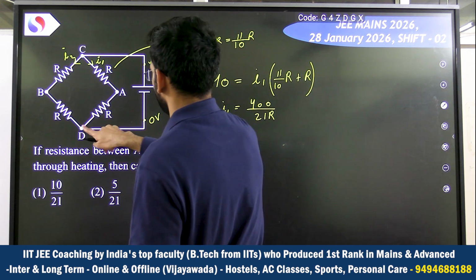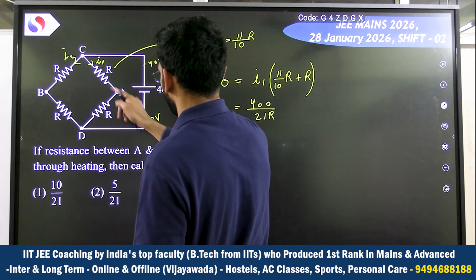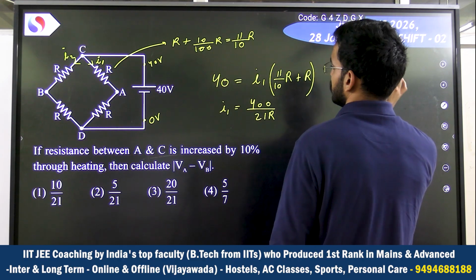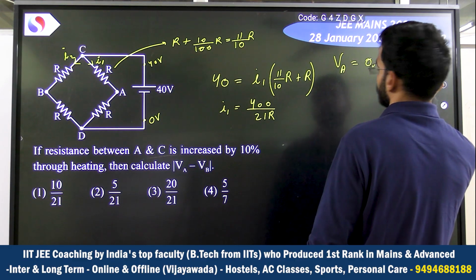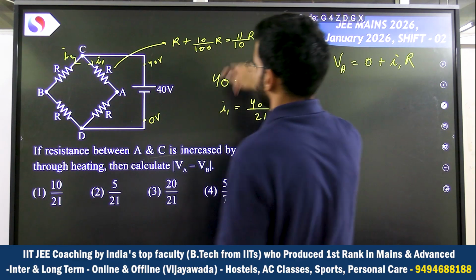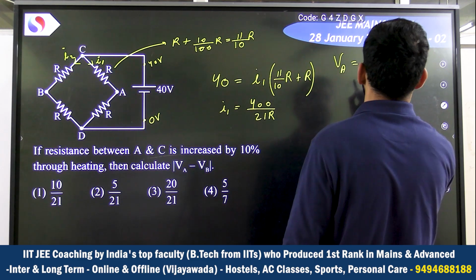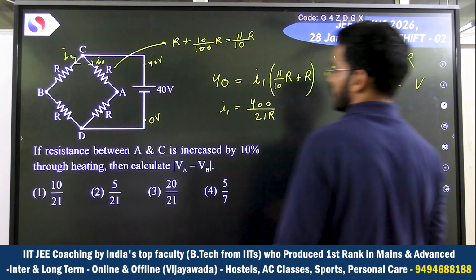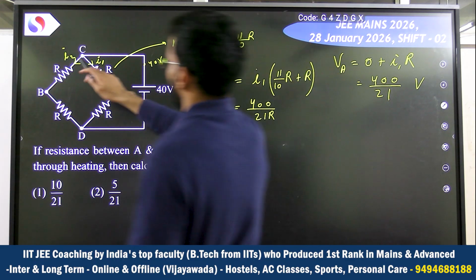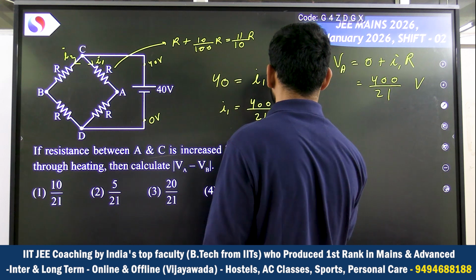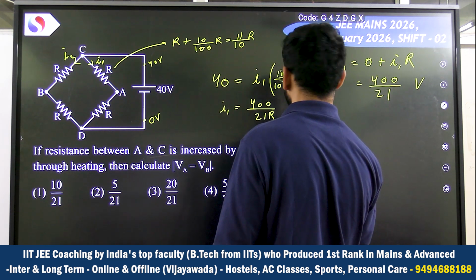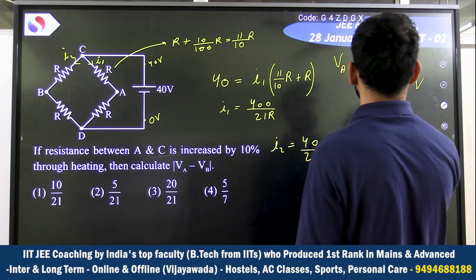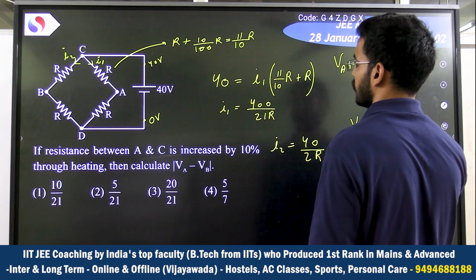If you go back, current is flowing this side, so this will be plus IR. If I want to write VA, VA will be 0 plus I1R, because there I have to multiply 11 by 10 R, here I have to multiply just R. So I1 into R gives 400 by 21 volt. And VB, if you talk about I2, it is V, 40 by 2R, so that is 20 by R directly. So VB will be nothing but 20 volt, straightforward.